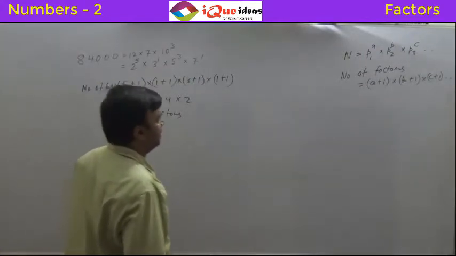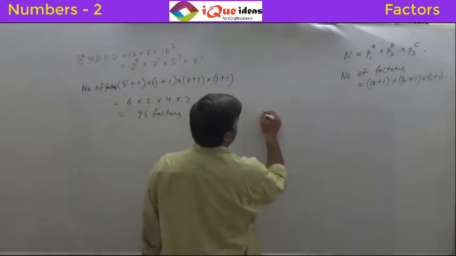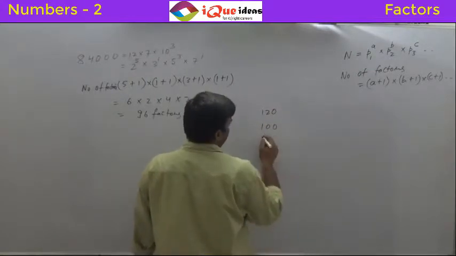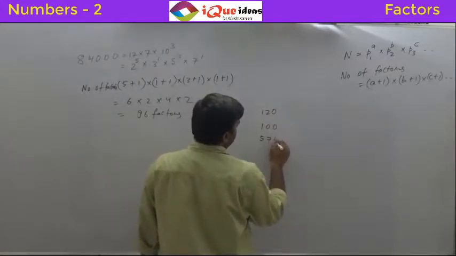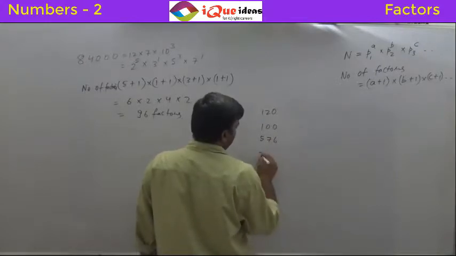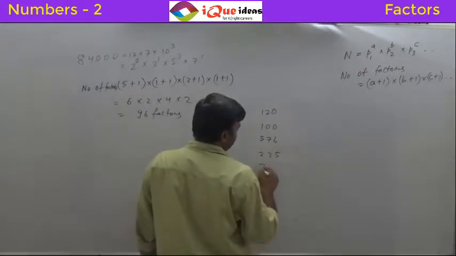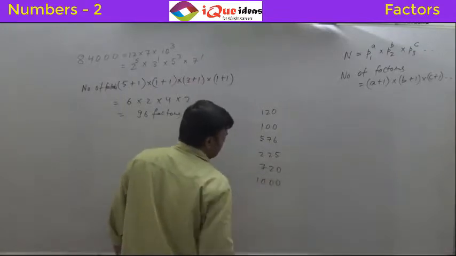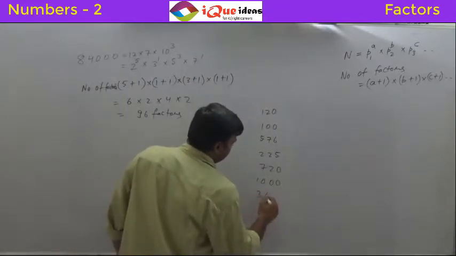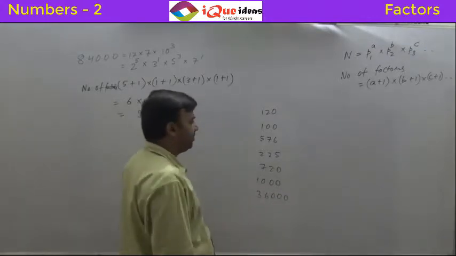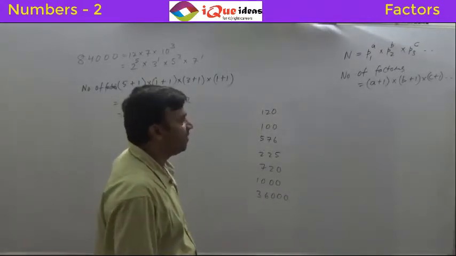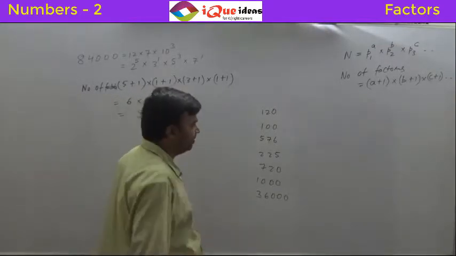Now, let's take some more examples. Let's say 120, 100, 576, 225, 720, 1000, 36,000. So you can take a pause and find the number of factors for each one of them and then come back and check.